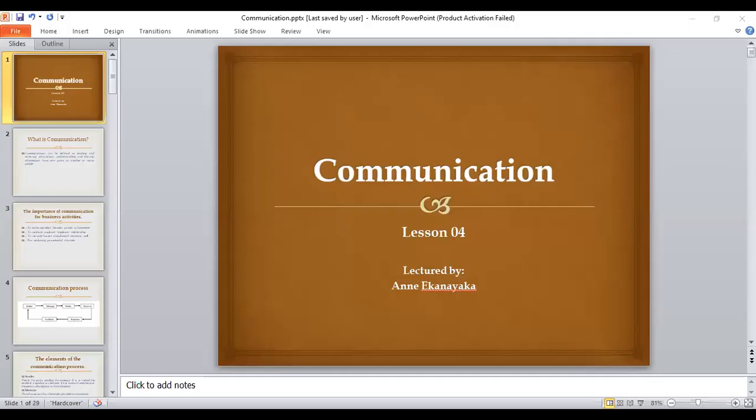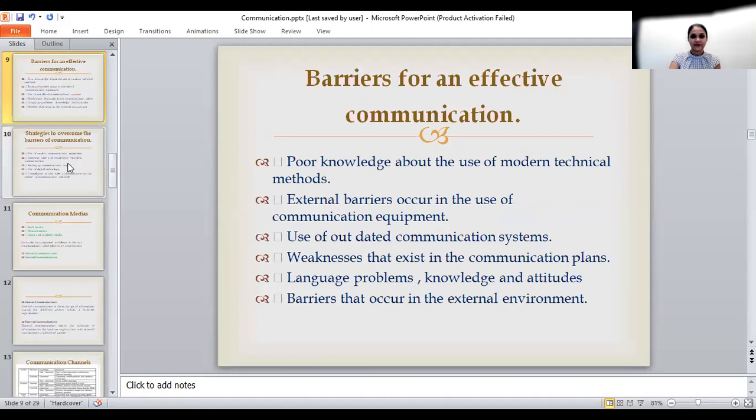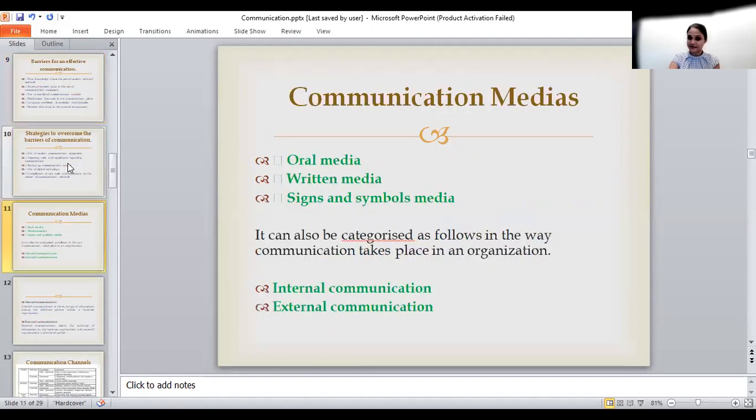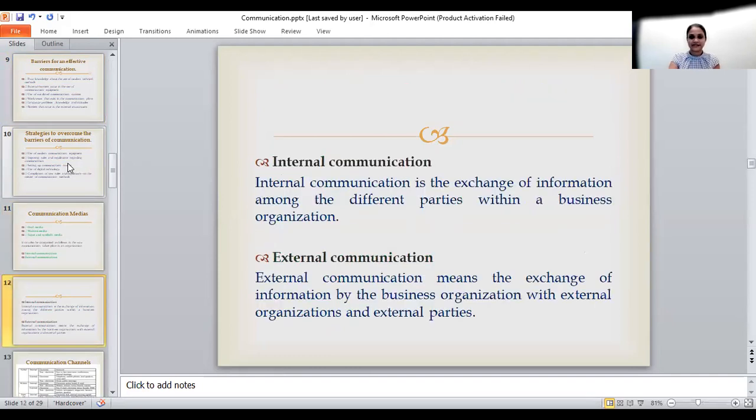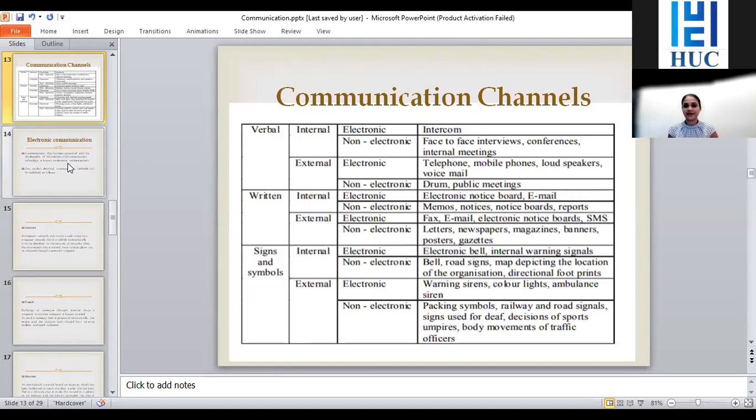Right? We discuss what is communication, right? Communication process, barriers, and communication medias also we discuss. Internal and external, and communication channels also. I told you to go through this one, some examples for the communication channels, right? Up to here, I think we discussed last day communication, right?